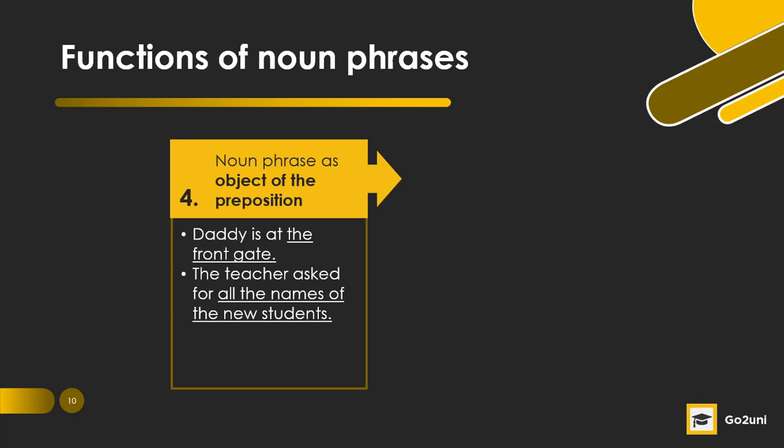The underlined part, the front gate, is a phrase and is a noun phrase and is the object of the preposition at. The teacher asked for all the names of the new students. All the names of the new students are underlined and they form what is called a noun phrase. And in this case, the group of words are functioning as the object of the preposition for in that sentence structure.